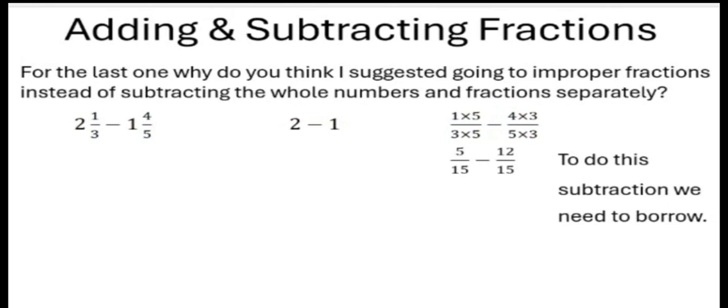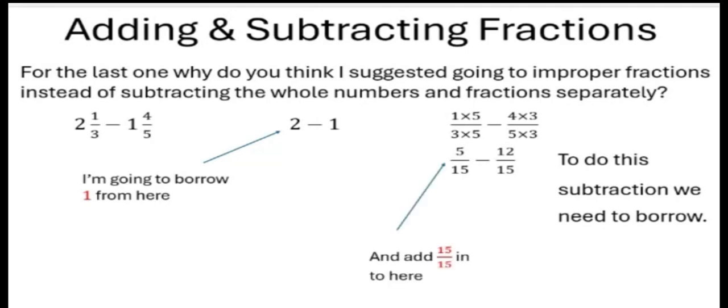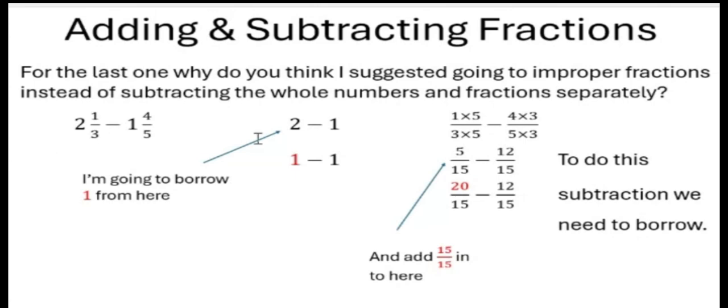So to do this subtraction, we need to borrow. Where are we going to borrow from? We're going to borrow from the whole number. We're going to take 1 away from that 2, and we're going to add it into the fraction. Now, when we're in 15ths, what is 1 whole? It is 15 over 15. So we're going to borrow 1 from here and add the 1 back in over here in the form of 15/15. So when I borrow 1 from 2, it becomes 1. When I add the 15/15 into 5/15, I get 5 plus 15 is 20.